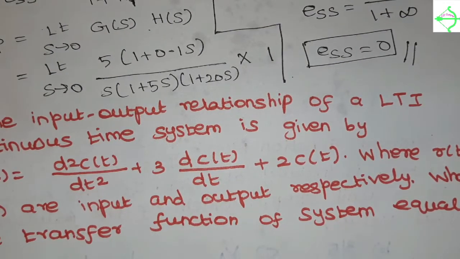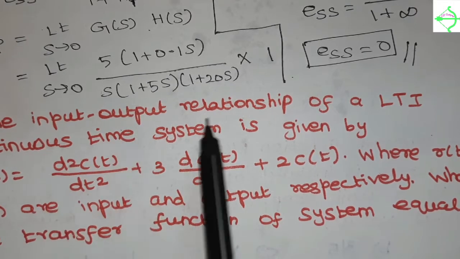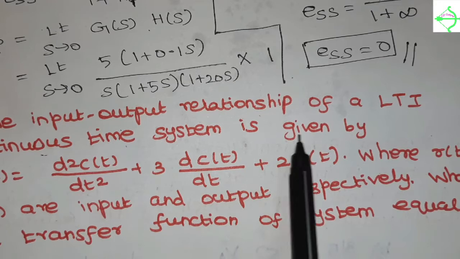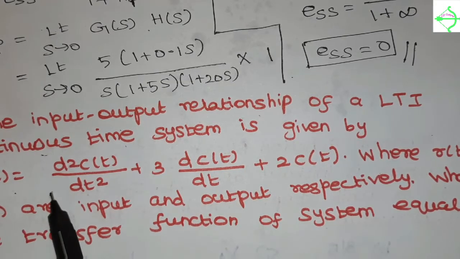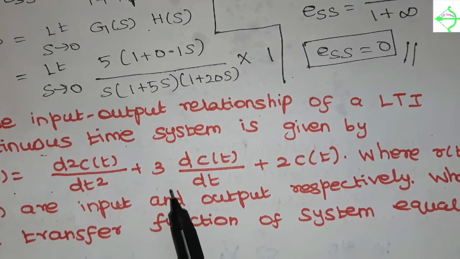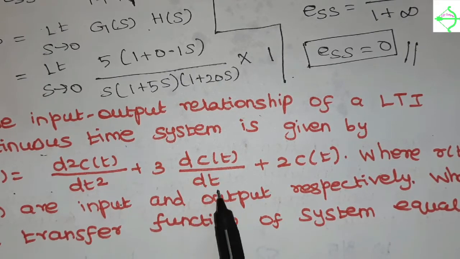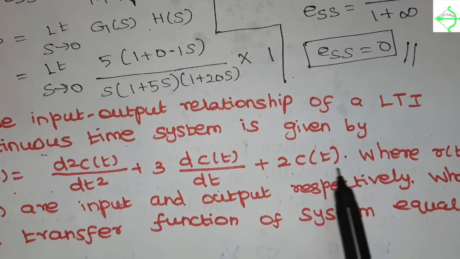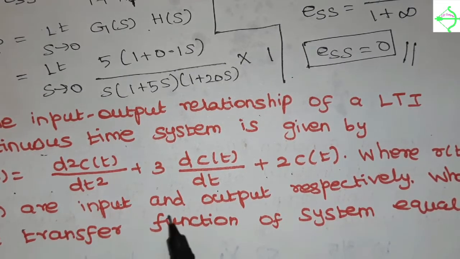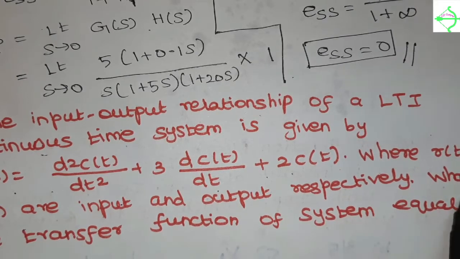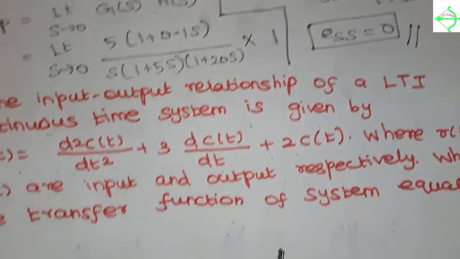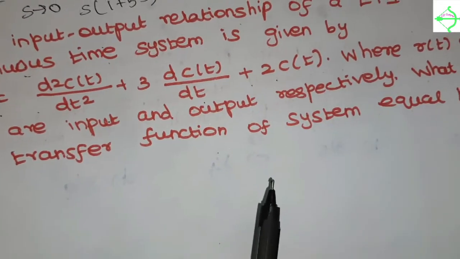Let's move on to the second problem. The input output relationship of an LTI continuous time system is given by R(t) equal to d squared c(t) by dt squared plus 3 dc(t) by dt plus 2 into c(t), where R(t) and c(t) are the input and output respectively. What is the transfer function of the system? Let's see how to solve this problem.